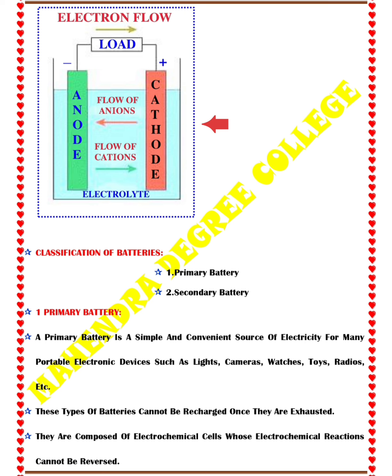The final explanation. Electrons flow from the anode to the cathode externally. Ions flow internally through the electrolyte. This combination of electron and ion flow completes the circuit and allows the battery to generate usable electrical energy.